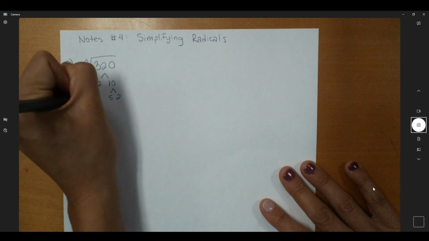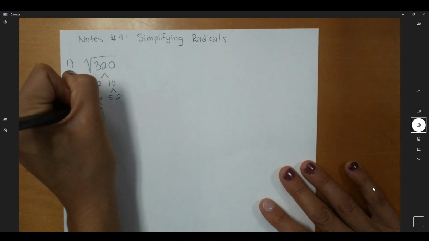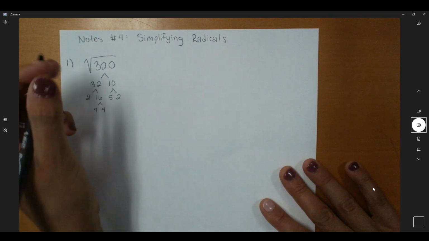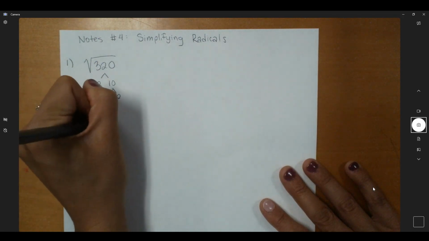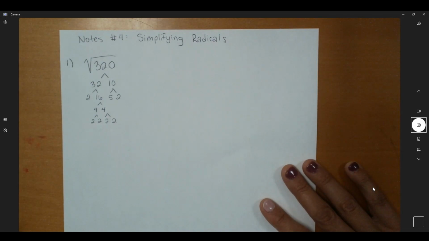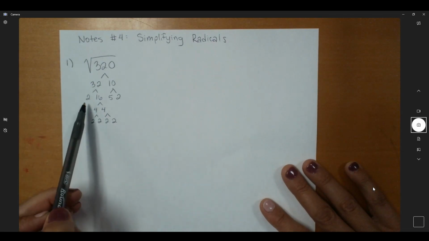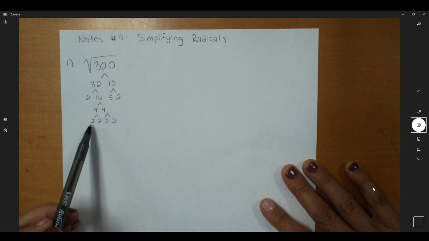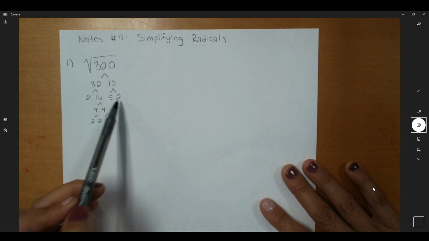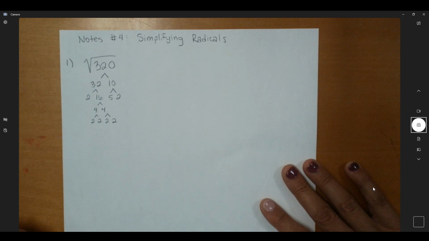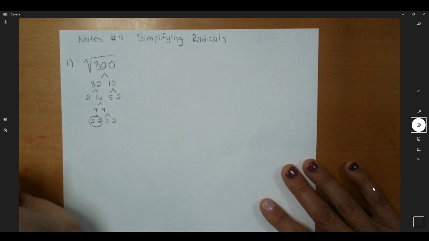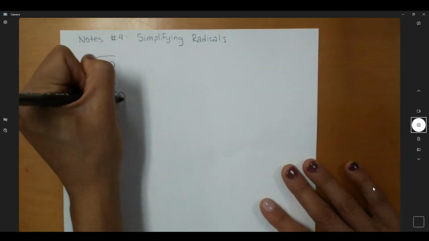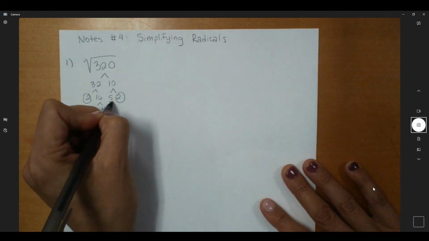I think I'm going to do 2 and 16 because we can get 4 and 4 here, which is not prime, so we would go down to 2 and then to 2 there. So now at the end of all of our branches are prime numbers: 2, 2, 2, 2, 2, 5, and 2. So what we want to do is find all of the pairs and circle them. So we've got a pair of 2s, a pair of 2s, and then another pair of 2 here. Our leftover would be the 5.